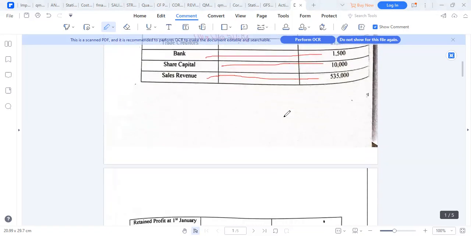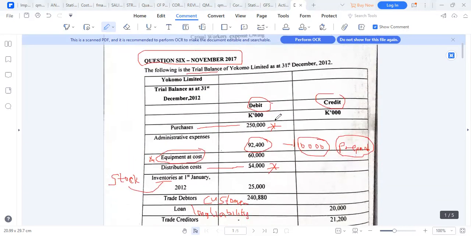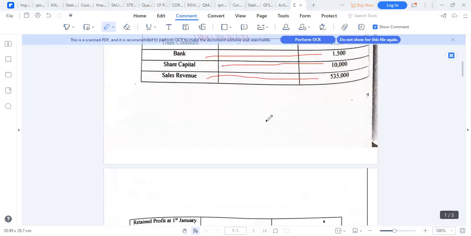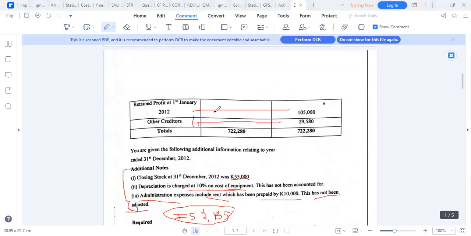So feel free to ask questions, because from this question is where people have a problem with the adjustments on how you prepare the income statement and the balance sheet. And if you don't understand the preparation, interpretation may be difficult, because you're not going to interpret the statements that you have not prepared. Here, do we have the retained earnings on the table? Yes, retained earnings are here, 105,000.